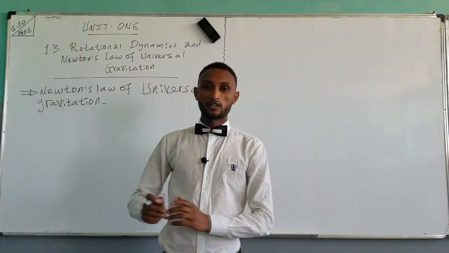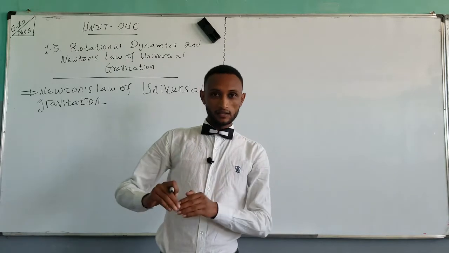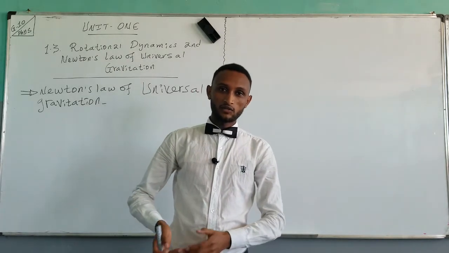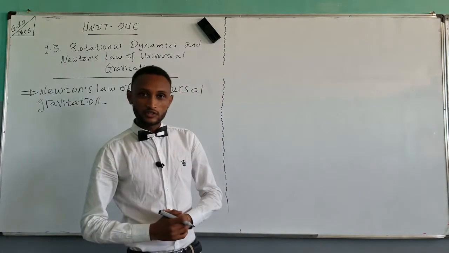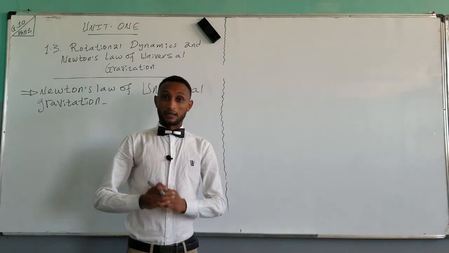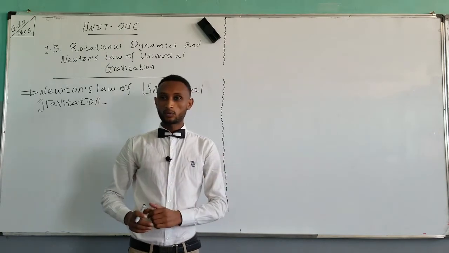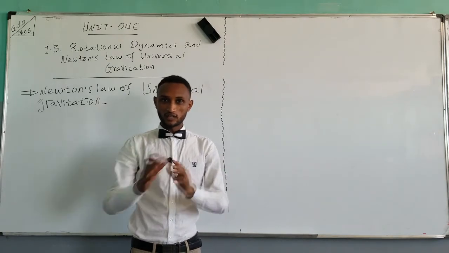Every mass in the universe is attracted by another mass in the universe by the gravitational force of attraction, which is directly proportional to those masses and inversely proportional to the square of the distance between them.